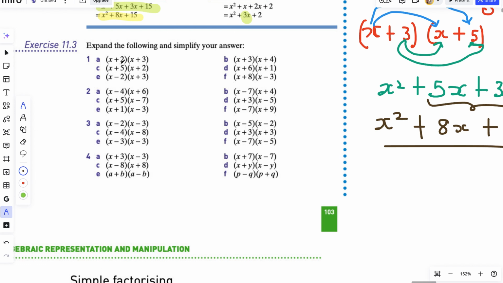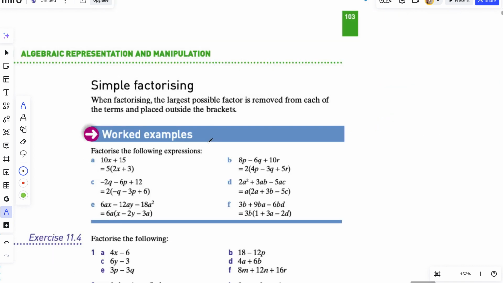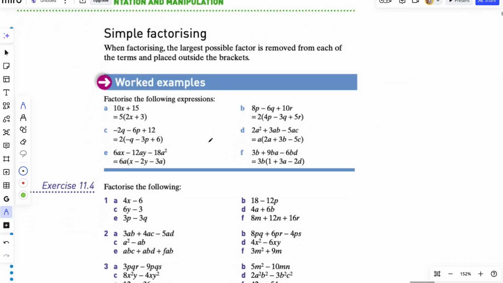So to get better, stop here and solve all of these questions. Each question, we have 24 questions here. You have to solve all 24 questions. Now we move on to the next one, which is simple factorization. So we're going to start factorizing algebraic expressions.